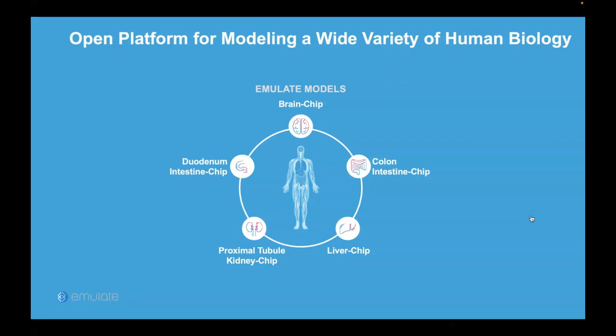the pre-qualified biology. So we have a brain chip, which models a neurovascular unit. We have 2 intestine chips, duodenum for the upper intestine and colon for the lower intestine. We have a proximal tubule kidney chip and a liver chip. So as mentioned, these are pre-packaged, ready-to-use chips to help customers get up and running in a quick way with organ-on-a-chip technology. But the system itself is extremely flexible.